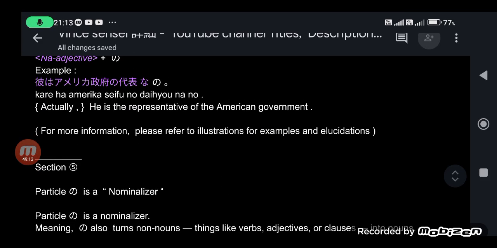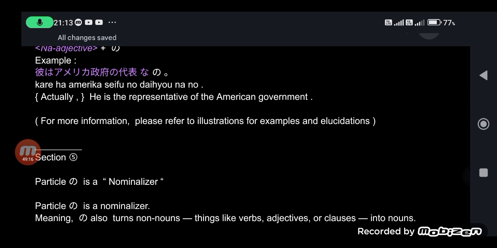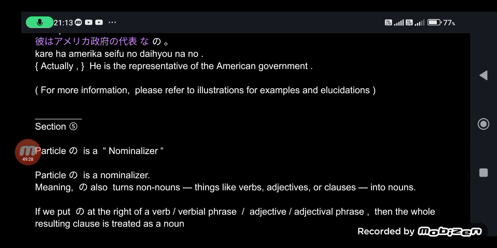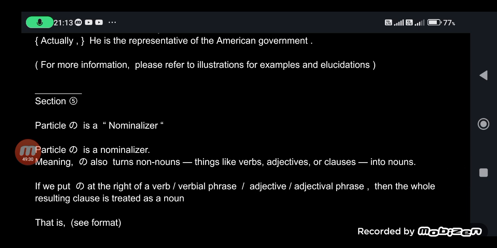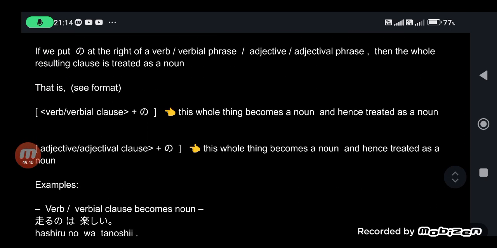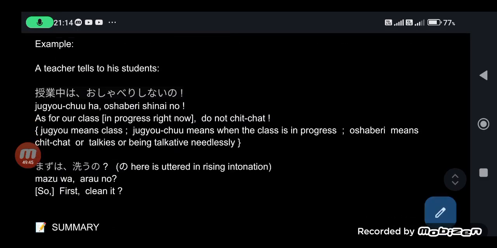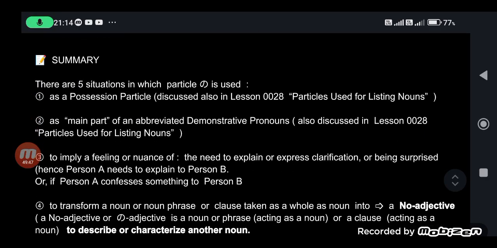So we've already covered much. I've already taken much of our time. Sorry if I exceeded 30 minutes. This is supposed to be a 30 minute lecture, but I try my best. But this is really a lengthy topic, and there's the fifth use of the particle no, which is being a nominalizer, which we will discuss in part 2, because this is just part 1. So to summarize our lecture for today.